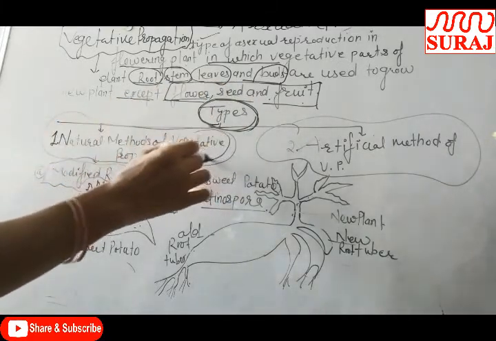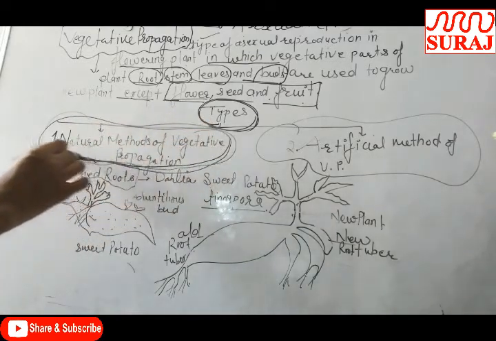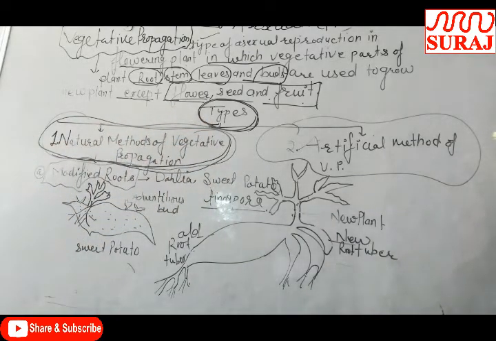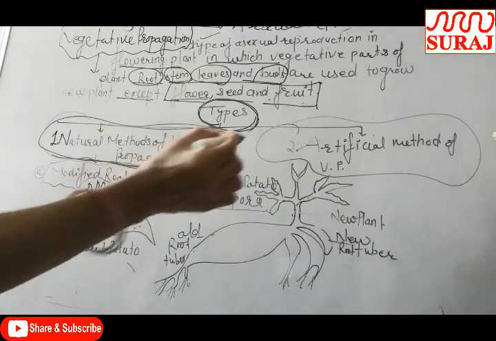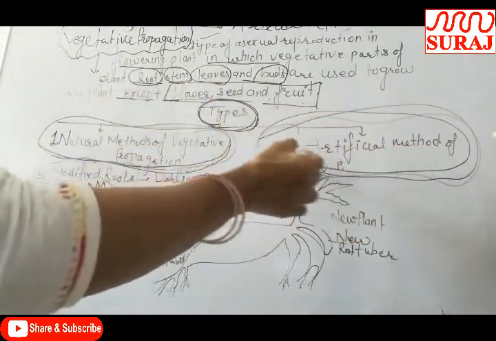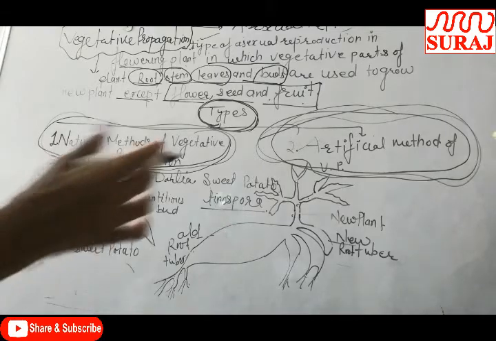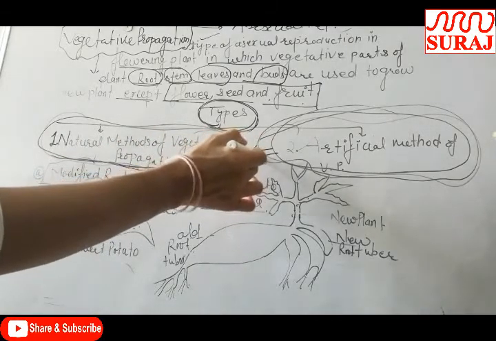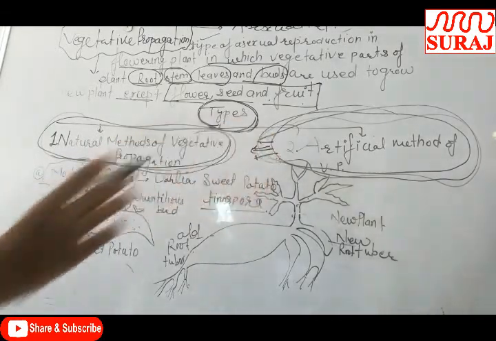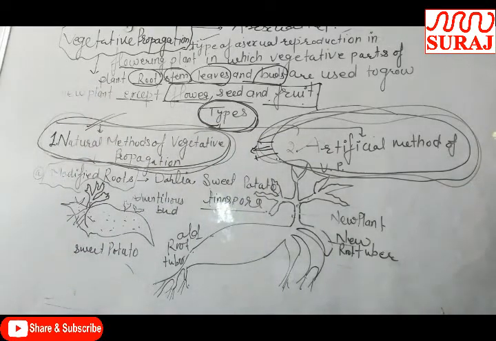First is the natural method, in which the vegetative parts of the plants naturally grow and produce a new plant. And the second is the artificial method, which is used by horticulturists to grow plants. In this, the parts of the plants are artificially grown to obtain a new plant. Today we are going to discuss the natural method of vegetative propagation.